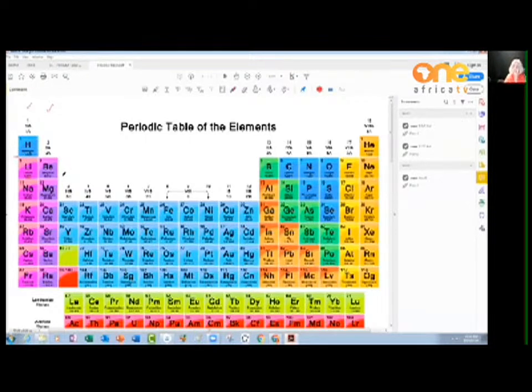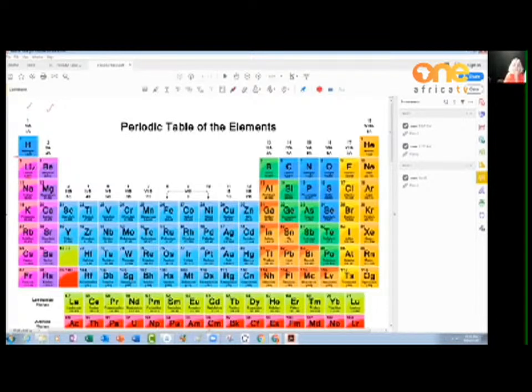And we said that they are very reactive, and their reactivity increases as we go down the group. And why are they so reactive? Because they only have one or two electrons in their outer energy shell. The alkali metals, which are group one, have one electron in the outer energy shell. And group two, the alkaline earths, have two. That is why they belong to group two.